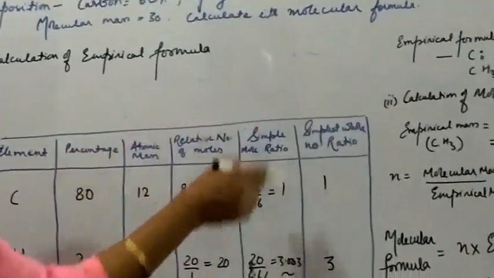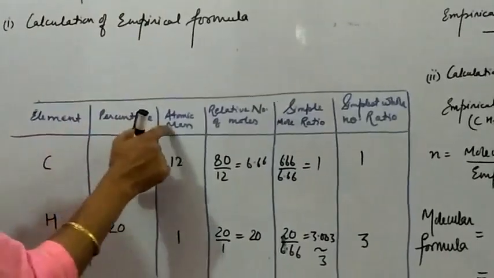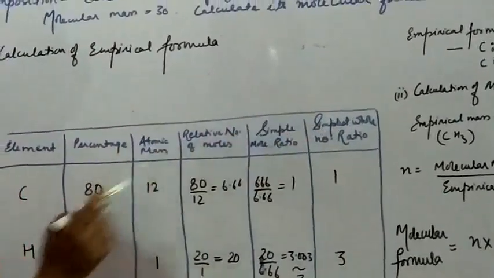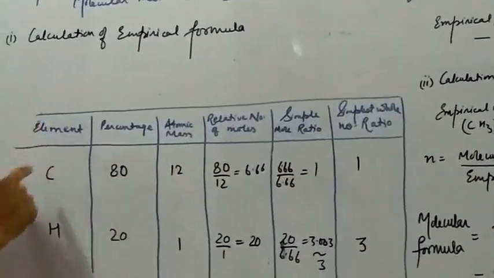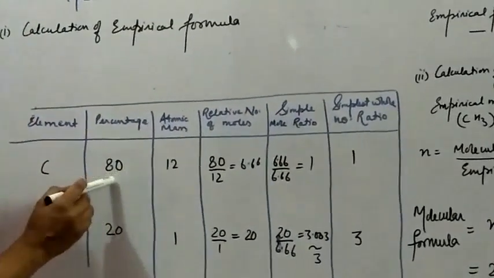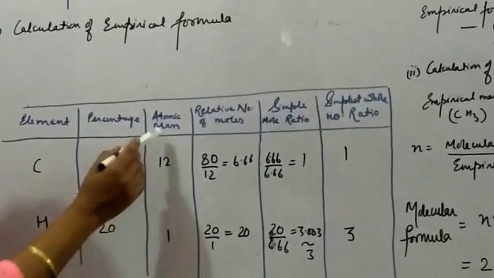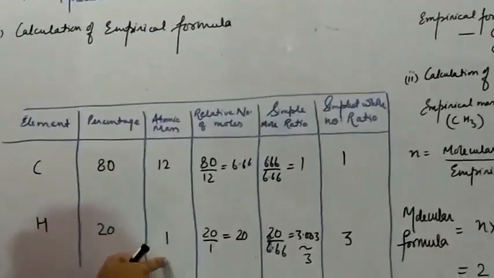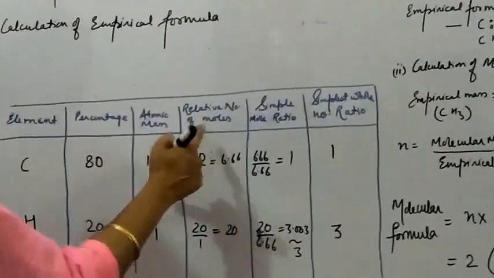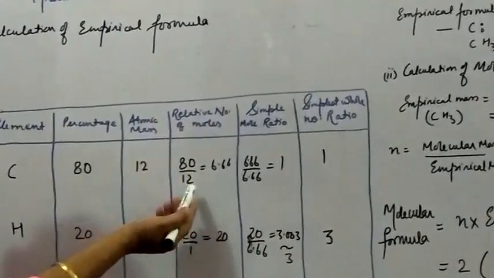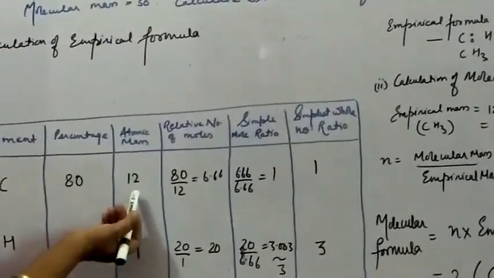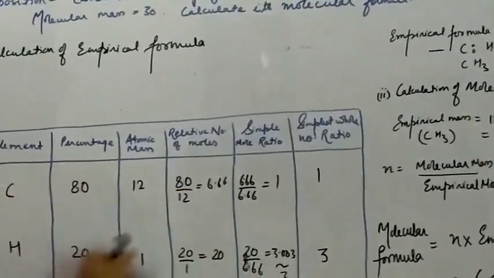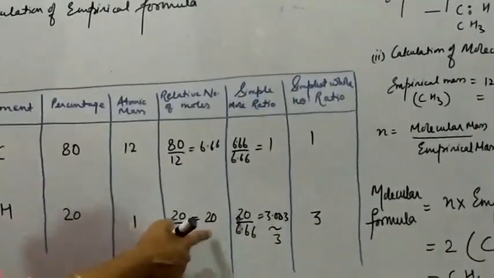Same, we have to make again a table: elements, percentage, atomic mass, relative number of moles, simplest mole ratio and simplest whole number ratio. Now here the elements are given: carbon and hydrogen. The percentage composition is 80 and 20. Atomic mass of carbon is known to you, it's 12, and hydrogen is 1. First, we will find out the relative number of moles. For it, the formula is simple: given mass upon the atomic mass. It is 80 divided by 12, we will get 6.66, and 20 divided by 1 will be 20.